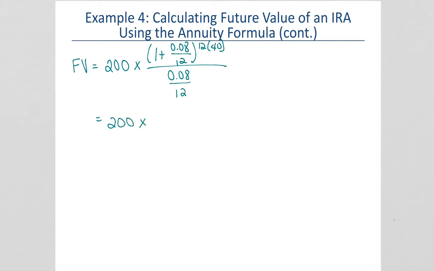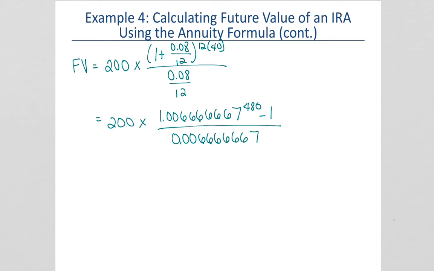So if we do 1 plus 0.08 divided by 12, you get 1.00666667. 12 times 40 is 480, minus 1. And on the bottom, we'll have 0.006666667. On the top, if you raise to the 480th power and subtract 1, you get 23.27338554.